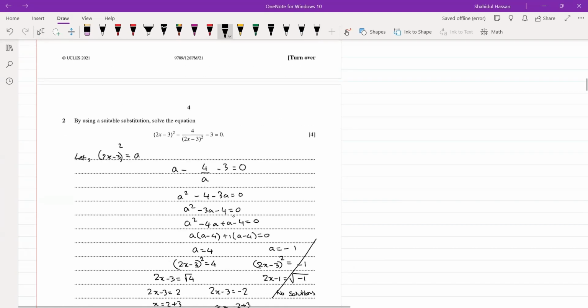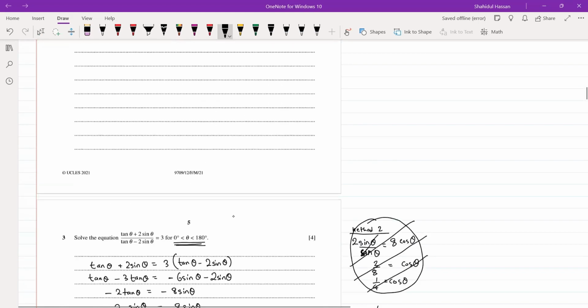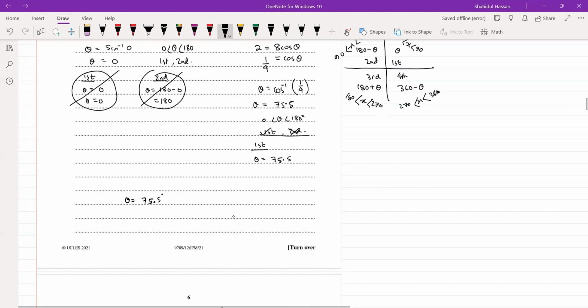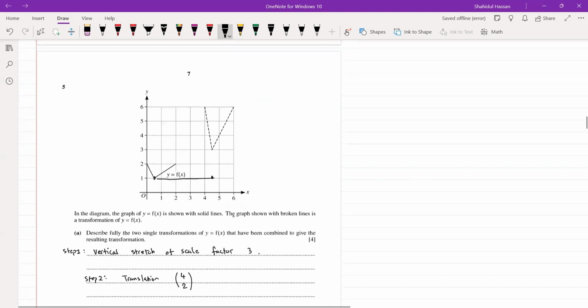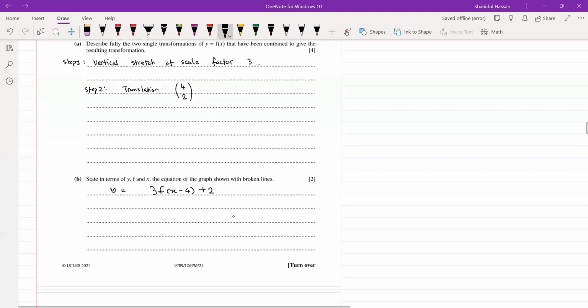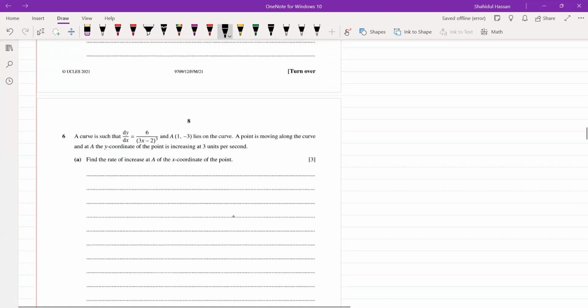1, 2, 3, 4, 5, 6, 7, 8, 9, 10, 11, 12, 13, 14, 15, 16, 17, 18, 19, 20, 21, 22, 23, 24. So we have covered 24 marks so far.